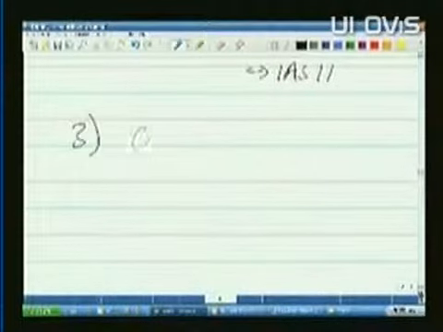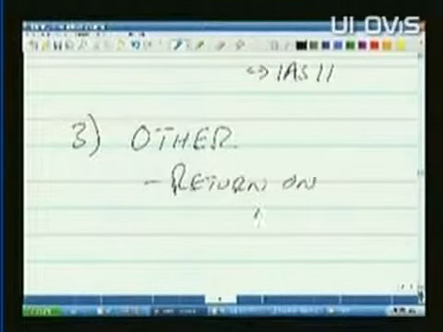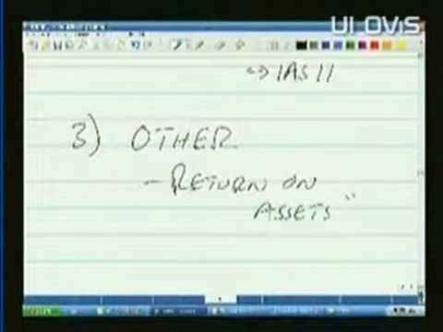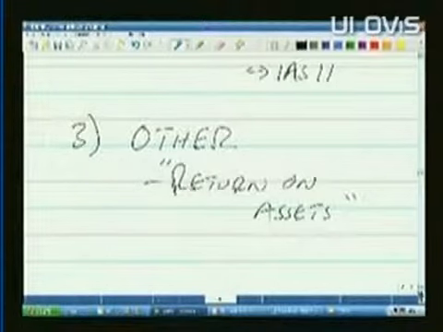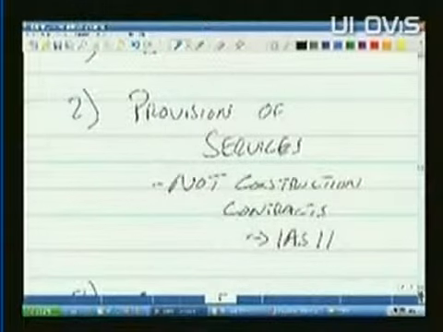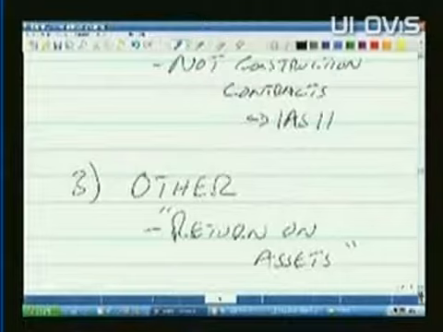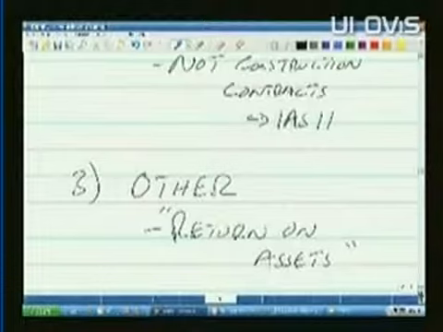The third one is what we refer to as other, which is usually the return on assets. I'm going to put that in quote marks, because this is our take on it rather than the actual information that's specifically within the standard. The return on assets would basically be things like interest income on your bank balance, dividends received from any shares that you might own, or some royalty income from allowing somebody to use some of your products under license. So those are the three types of revenue. The first one is sale of goods. The second one is provision of services, but not construction contracts. And the third one is other, which is the returns being generated from your individual assets.